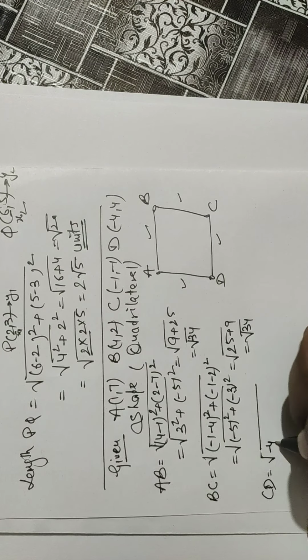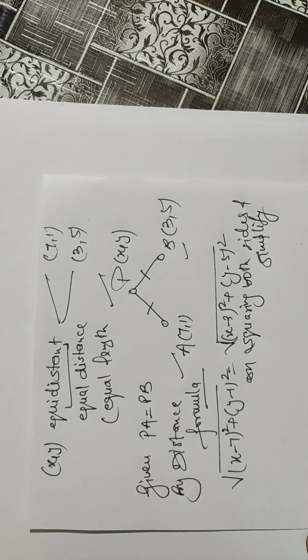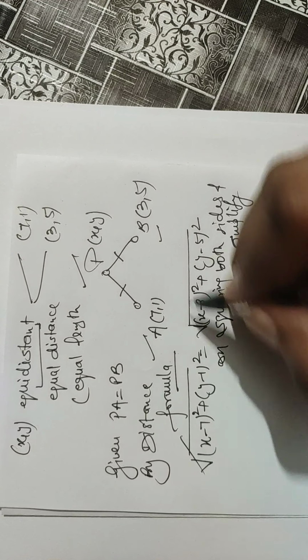By distance formula, we get square root of (x minus 7) whole square plus (y minus 1) whole square. It is length PA. On the other side, square root of (x minus 3) whole square plus (y minus 5) whole square. To remove the square root, we are squaring both sides and simplifying. On squaring, these two square roots cancel out.